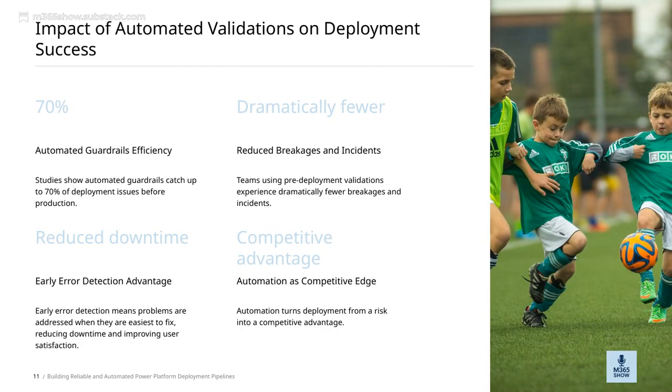Additionally, teams that incorporate pre-deployment validations tend to experience dramatically fewer breakages and incidents. This means less firefighting and more confidence in the deployment process. And studies show that automated guardrails can catch up to 70% of deployment issues before they even reach production. That's a huge leap forward in quality assurance and risk mitigation. Overall, integrating these automated validations helps us build more reliable pipelines and stay ahead in a competitive landscape.